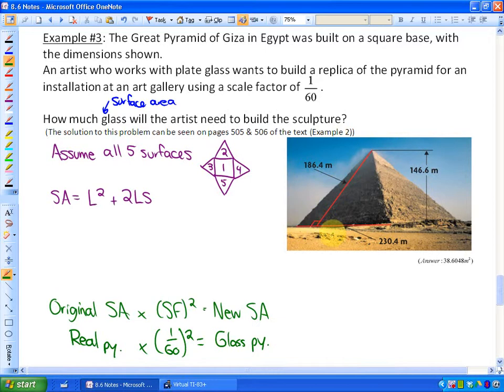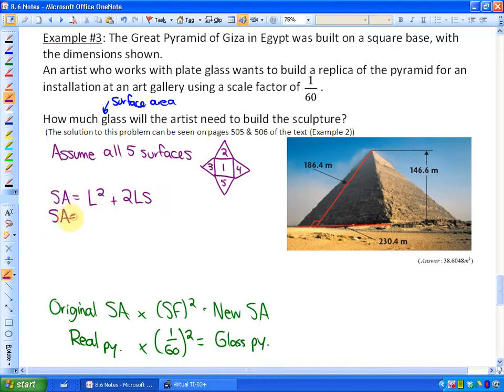So let's go ahead and find out the surface area of the real pyramid that's in Egypt. This is one of many methods. So for the surface area, there's 5 surfaces. We're going to assume that we're going to have a glass surface on the bottom as well. So here is a net of a pyramid. There's 5 surfaces, one square and 4 triangles. And here is the 1 square, and 2 times length times slanted side represents the 4 triangles. So here's the formula for surface area of a square pyramid.